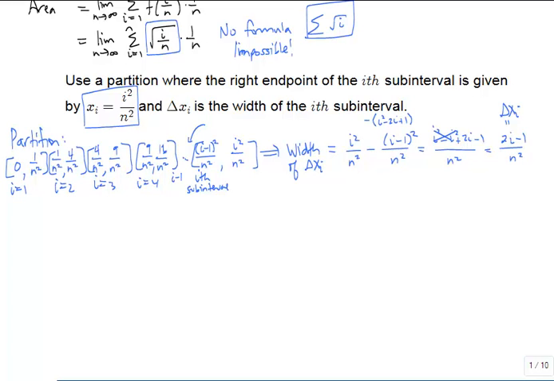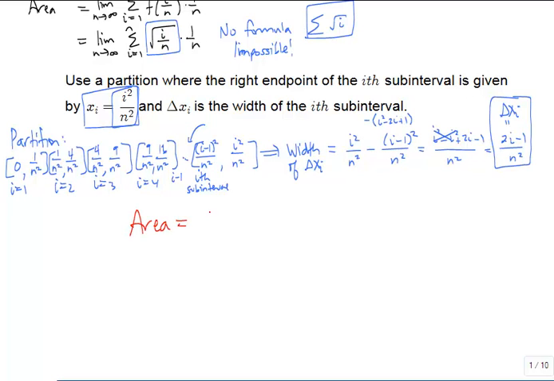The other difference is we're not just using our normal right endpoint. We have a fancy formula for how to generate each of these right endpoints. So we have our right endpoint formula, and we now have a formula for what our widths are going to be. We're ready to plug it into our limit definition of the area formula. So this is what it would turn into.